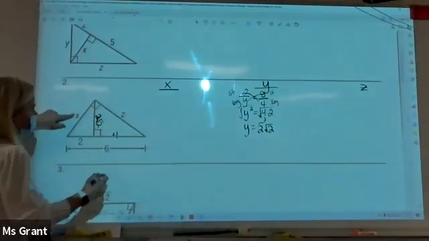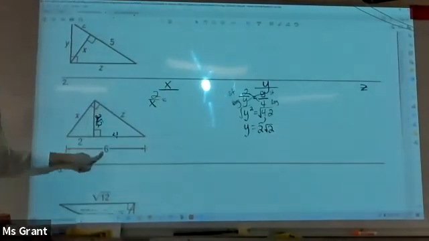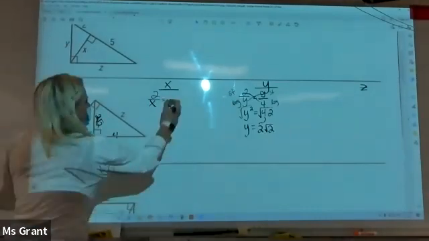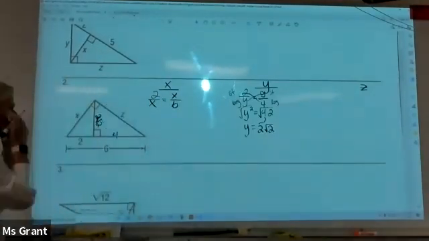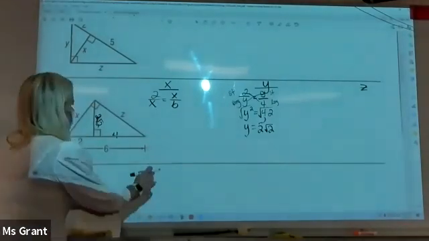2 over x equals x over 6. X, 2, and 6. Your diagonals must match. Sometimes they're variables, sometimes they're not. Just depends, just depends.